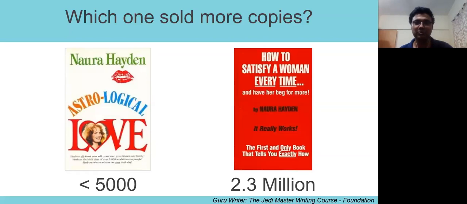So let me put the number here. These are the actual numbers. This is a while back again, of course. So the book on the left sold less than 5,000 copies, and that's why the author was dejected, and she sold the book to a publisher, and simply by changing the cover, it sold more than 2.3 million copies. 2.3 million. Where is 5,000 and 2.3 million? That is multiple orders of magnitude larger.